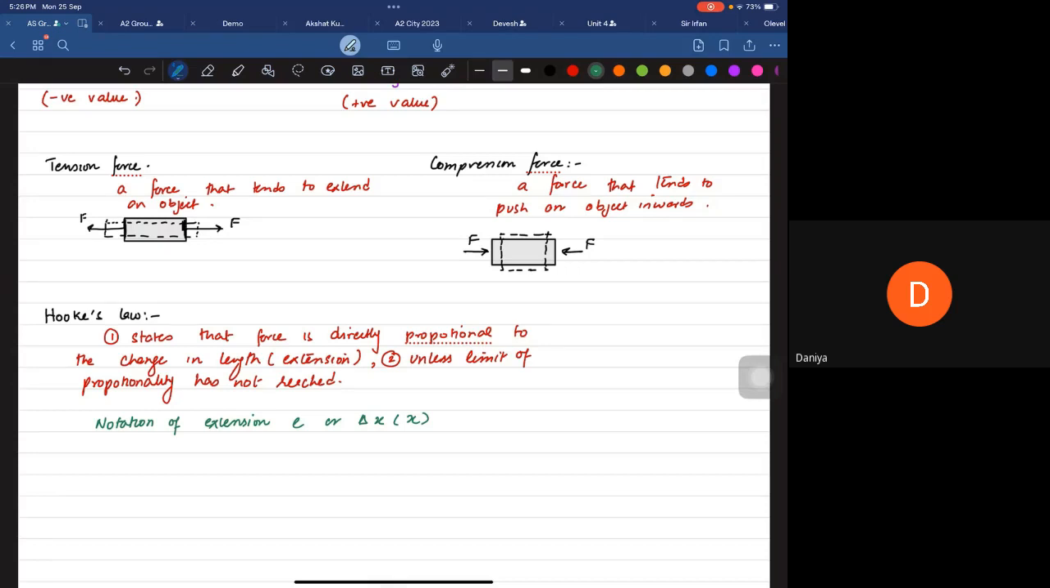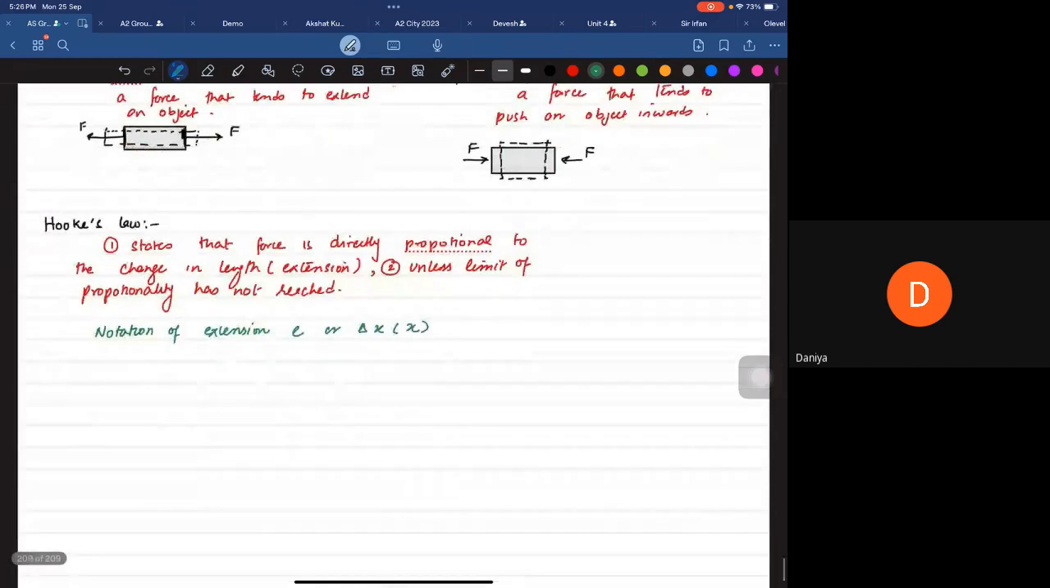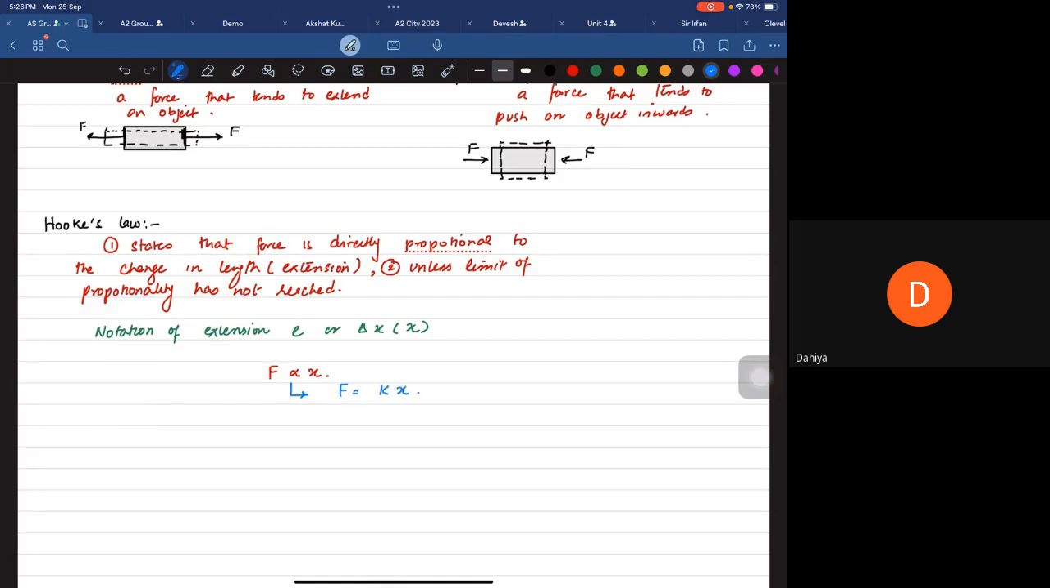So basically, what Hooke's law states is that the force is directly proportional to the extension. So when you remove this sign, it's going to give you F equals kx, like that.